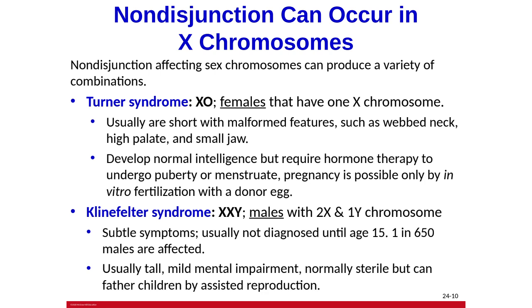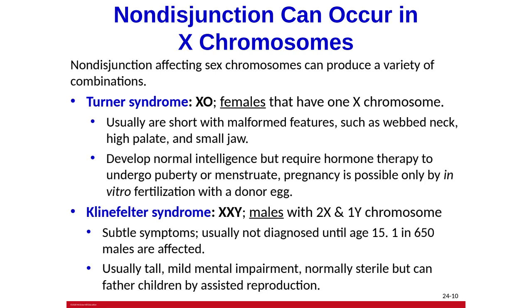Now, if you look at them phenotypically, these individuals are short. They do have some malformed features. For example, they have webbing on the neck. Typically, because it doesn't look very attractive, it can be dealt with fairly easily with some sort of cosmetic surgery. They have a high palate and a small jaw.